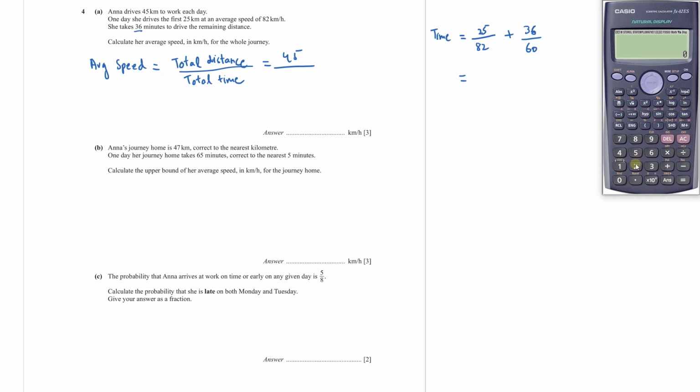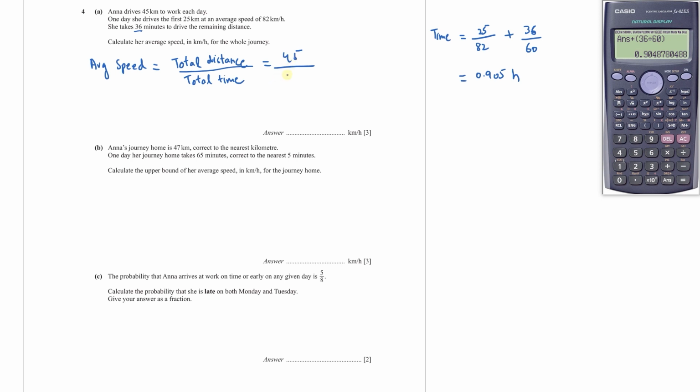So let's calculate this. 25 divided by 82 plus 36 divided by 60. So 0.905 hours. 0.905 hours is the total time taken for the journey.